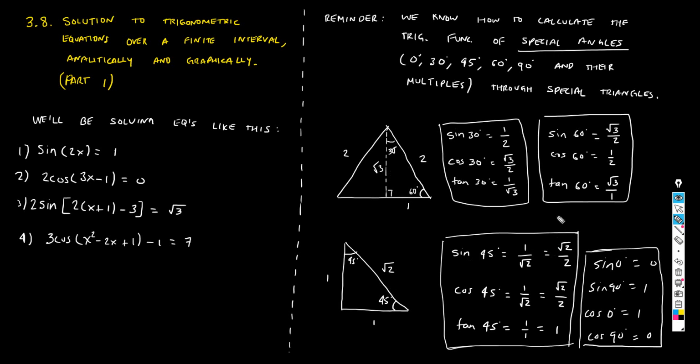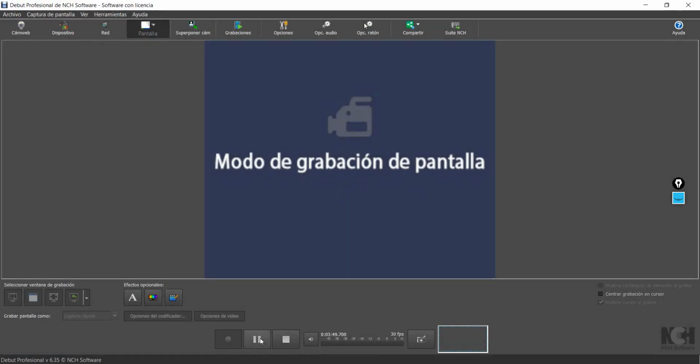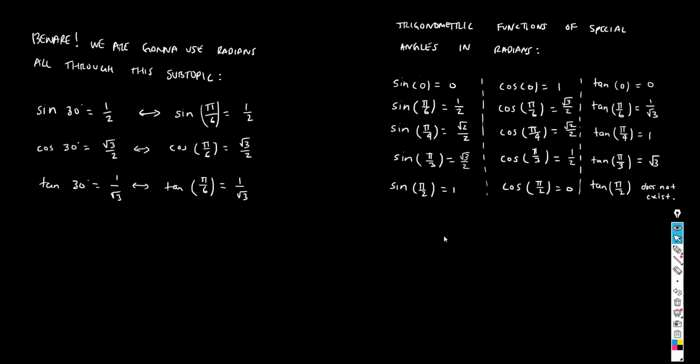Okay, so let me make a little stop here. So I was saying, guys, that we could calculate trigonometric functions for some special angles, and I made a list in here. Now, if you notice, I wrote the angles, which are these things in between parentheses, in radians. Why? Because I want you to be aware. We're going to use radians all throughout this topic.